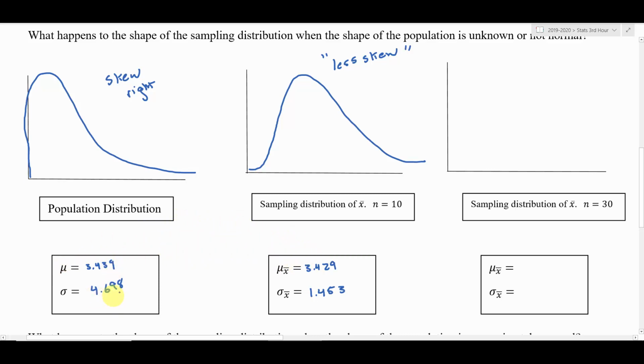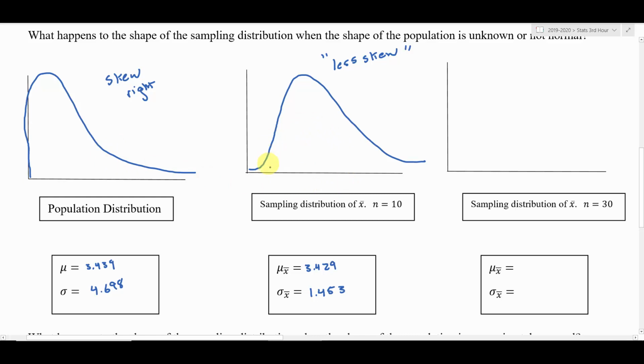Okay, the standard deviation went from 4.698 to 1.453. It reduced a lot. Right, so the standard deviation is going down. So what we're seeing is a lot less dispersion in the distribution of the means than what we're seeing in the data of the population.